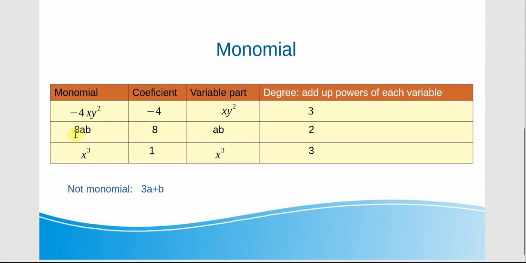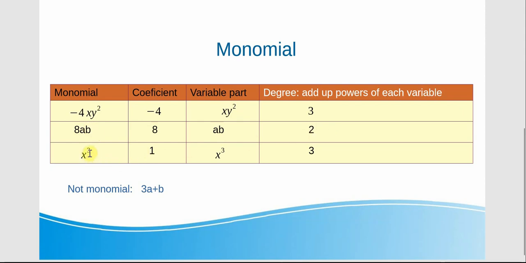If you look at this monomial 8ab, the number part, which is called the coefficient, is 8. The variable part is ab, and the degree is, we have a raised to 1, b raised to 1, so 1 plus 1 is 2.